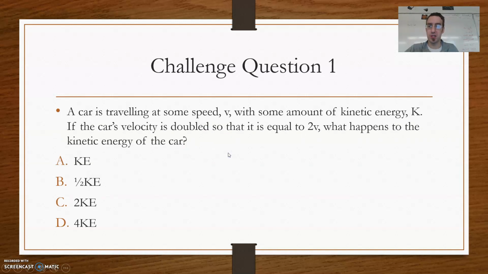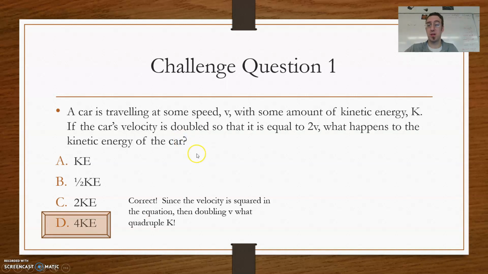The first challenge question says a car is traveling at some speed v with some amount of kinetic energy. If the car's velocity is doubled so that it's twice as much, what happens to the kinetic energy of the car? If you said 4 times the kinetic energy, then good job, because that's correct. v is squared in the equation, so doubling the velocity means you'd quadruple the kinetic energy. 2 squared is 4.